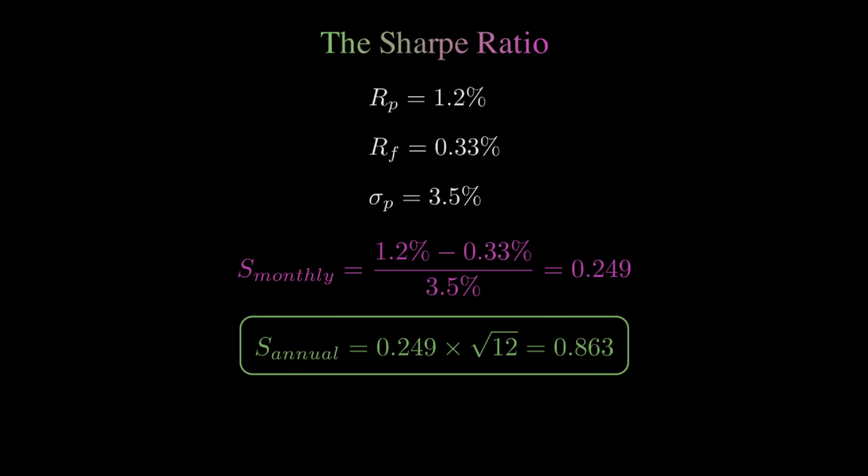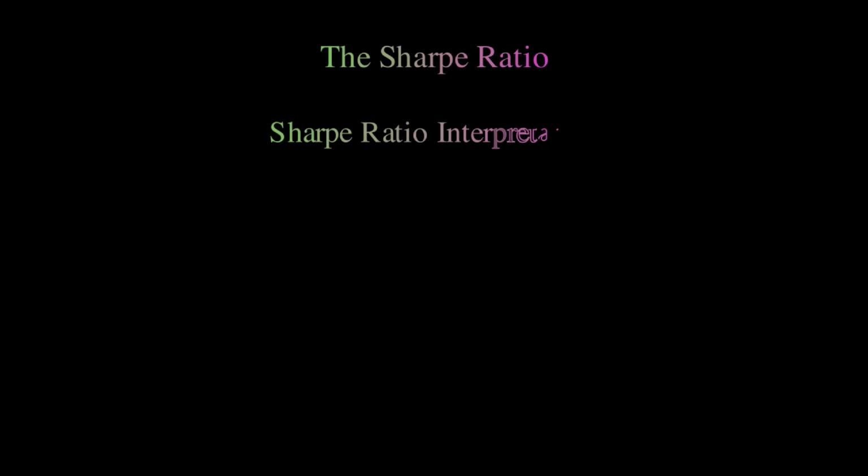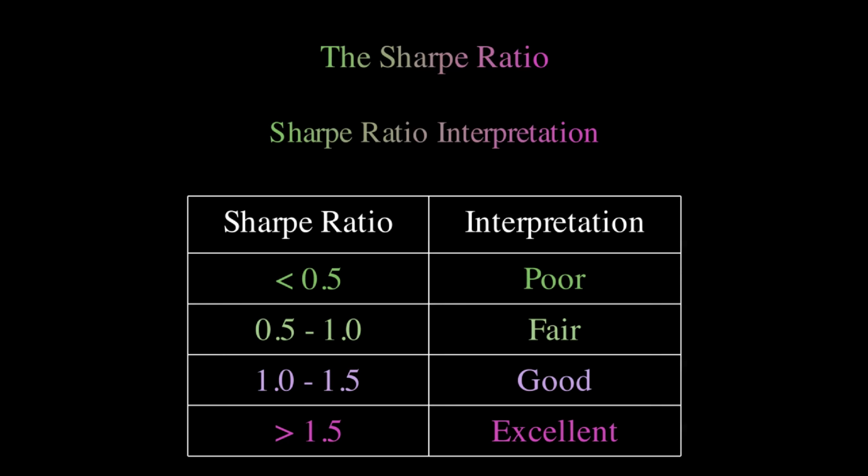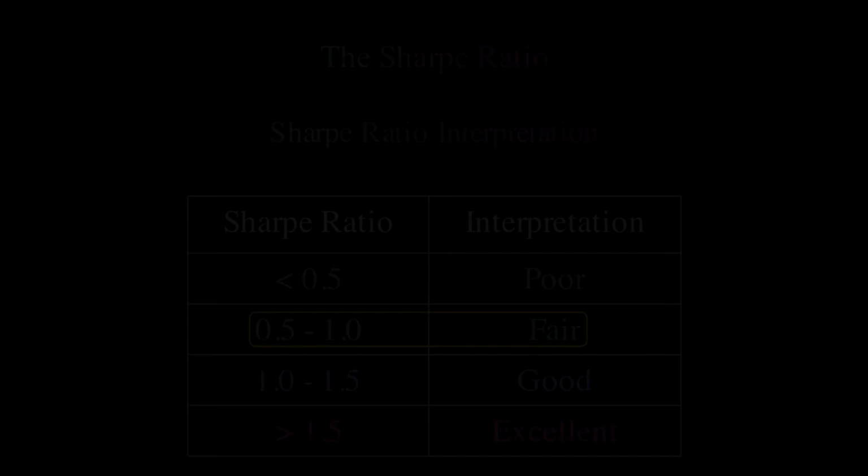But what does this really mean? Here's how we can rate our strategy. If our Sharpe ratio is below 0.5, our strategy is poor. If it's between 0.5 and 1.0, it's fair. It's not the best, but it could be improved, which is our example in this case. If it's between 1.0 and 1.5, our strategy is a good strategy. And if it's above 1.5, it's an excellent strategy, and it could be worth exploring.